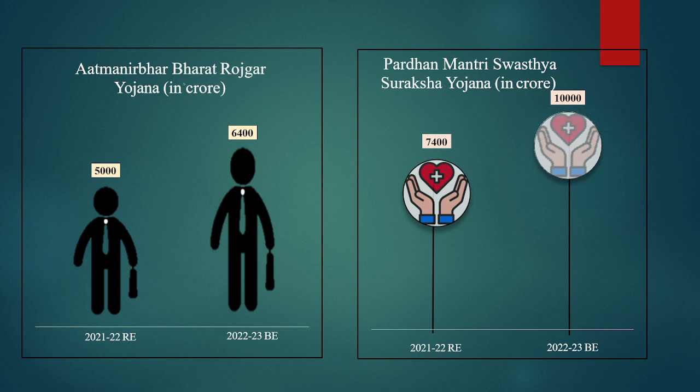Next point is Atmanirbhar Bharat Rozgar Yojana. Last year 5,000 crore rupees was the allocation, but this year the allocation is 6400 crore rupees. Next is Pradhan Mantri Swasthya Suraksha Yojana, and the allocation in this scheme was 7400 crore rupees last year, and 10,000 crore rupees would be the allocation this year. This you have to remember.